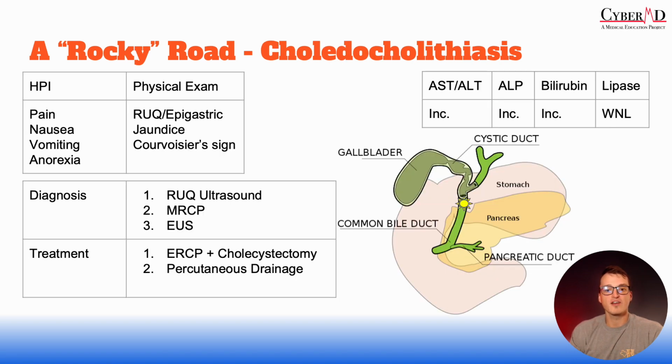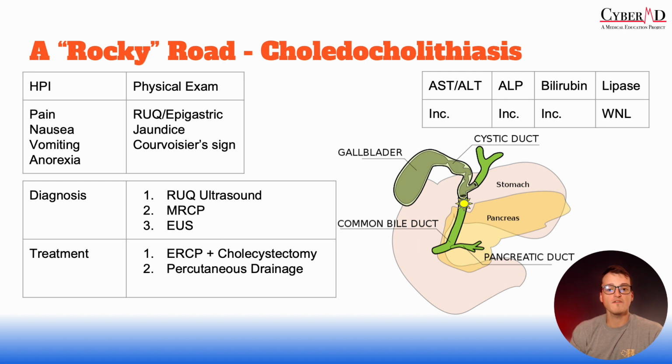Next in our list of diagnoses, the stone may have moved beyond the cystic duct and is now lodged in the common bile duct. This is known as choledocholithiasis. The symptoms are much of the same with right upper quadrant or epigastric pain. There may be nausea, vomiting, and anorexia. On physical exam, the patient may appear jaundiced and have a palpable gallbladder, known as Courvoisier's sign.